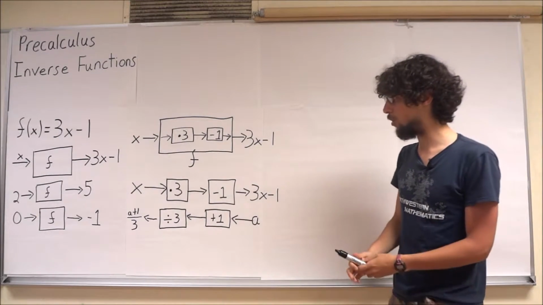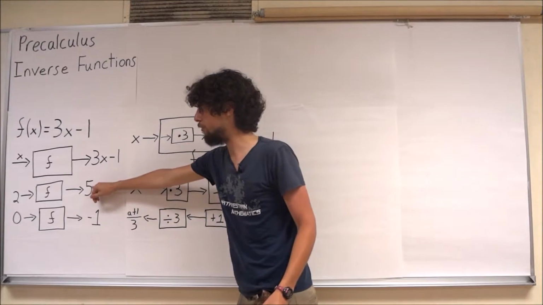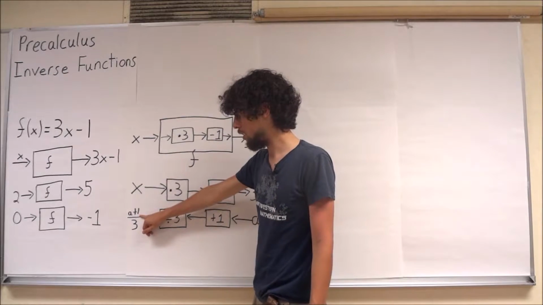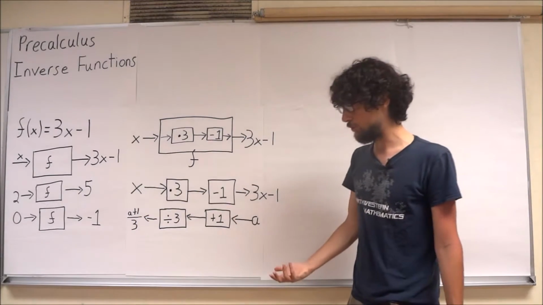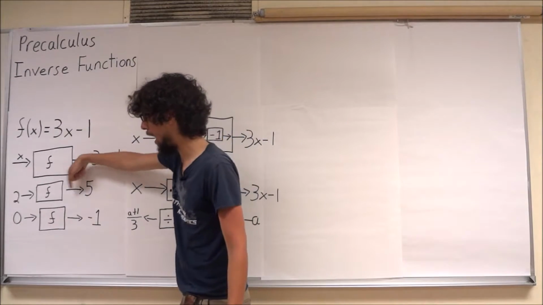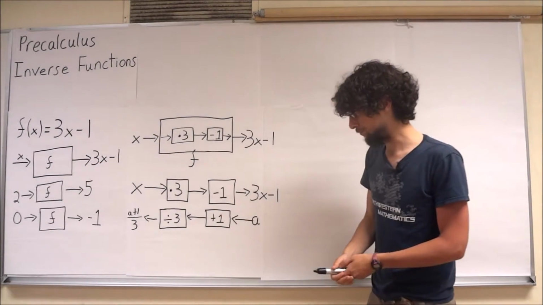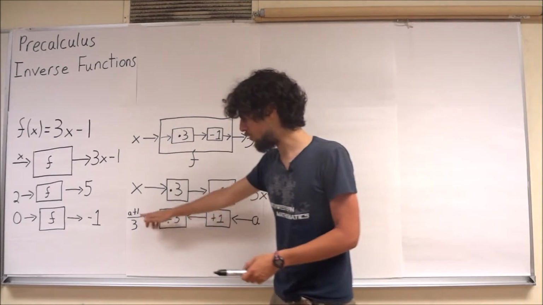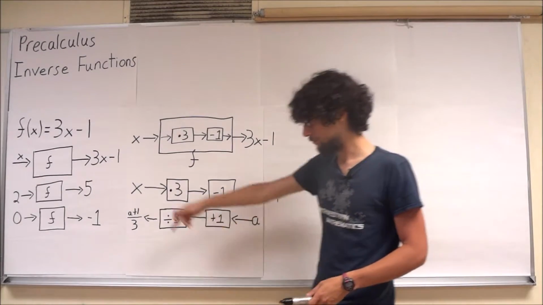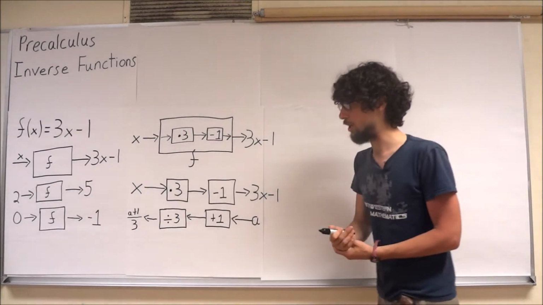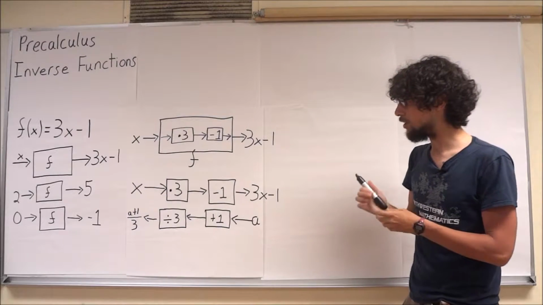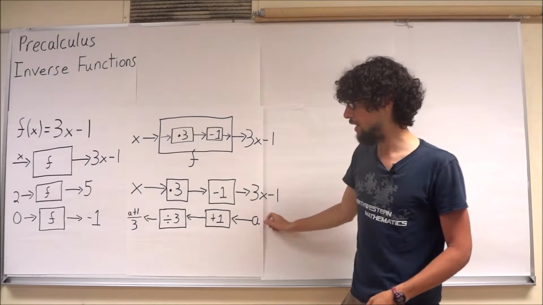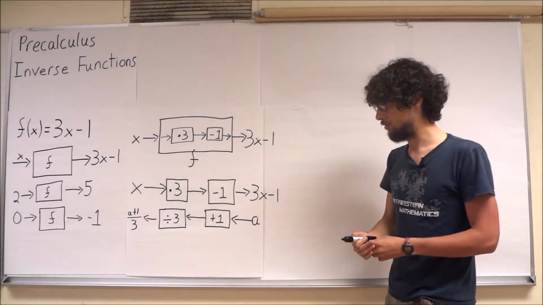Let's check that this actually works. If I start with a value of 5 for a, and I run this rule, I get 6 over 3, which is 2. I like that. I started with 5. I ended up with 2. If I start with negative 1 for a, and I run this rule, I do get 0, which matches my association here. So I could say that f inverse turns the input of a into (a plus 1) over 3.